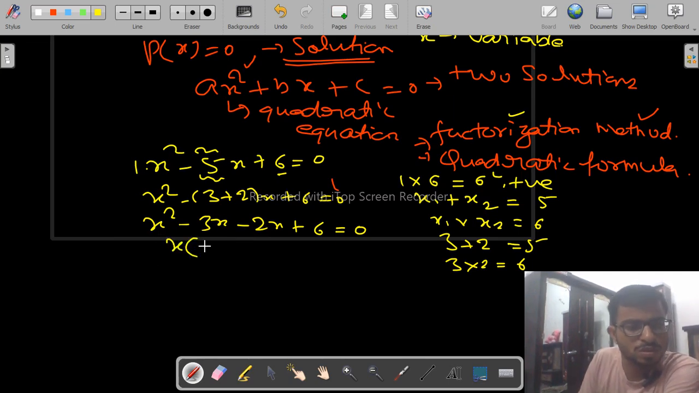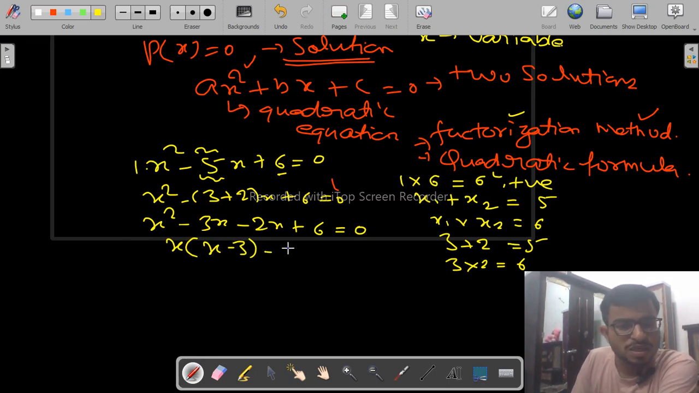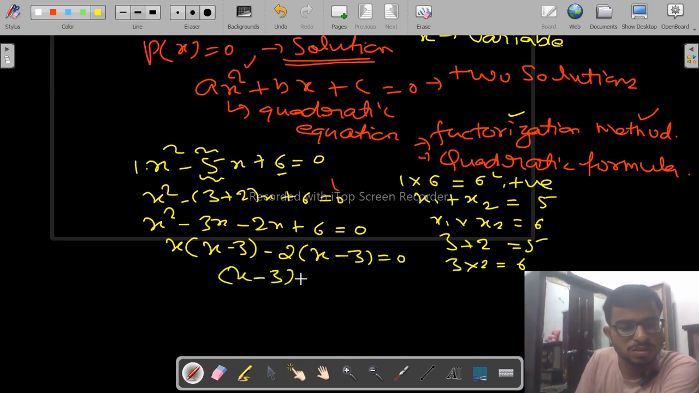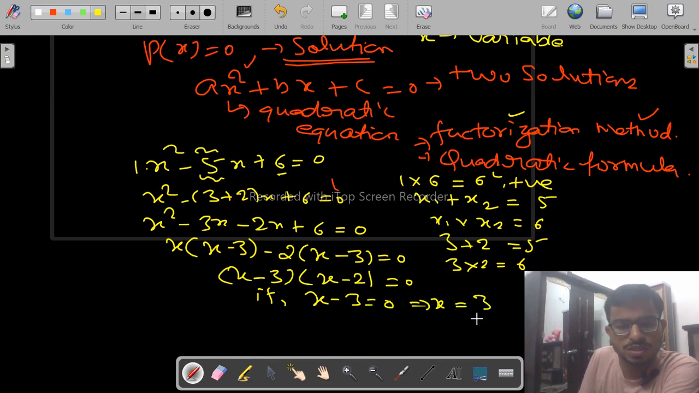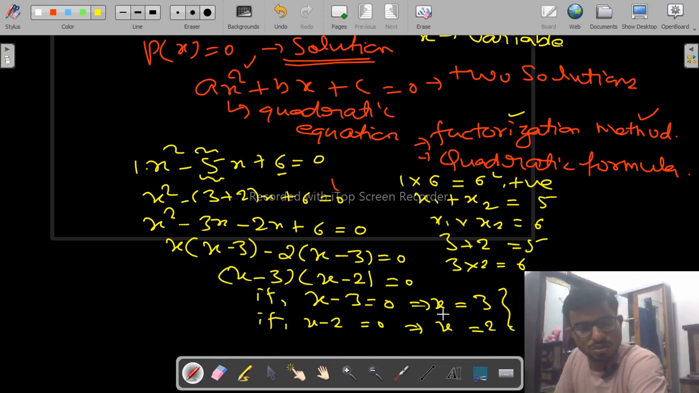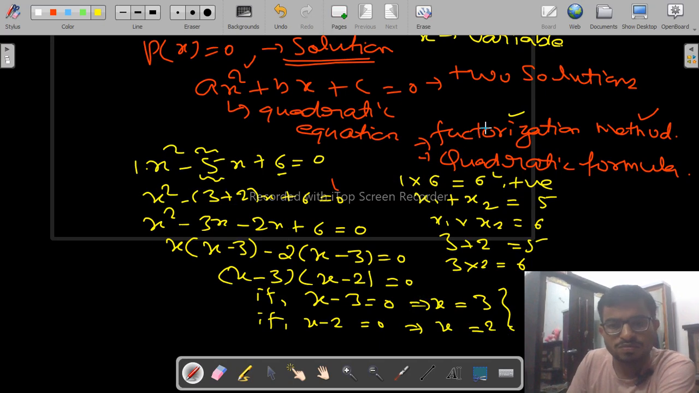Now we can take out the common x from the first two terms, and we are left with x minus 3. From the other two terms we can take out a common 2, so this also becomes x minus 3. Again we take out x minus 3 as a common factor, and the other factor is x minus 2. Now one by one we equate these: if x minus 3 equals 0, this gives the solution x equal to 3, and if x minus 2 is equal to 0, this gives the solution x equal to 2. So these two are the solutions, found by the factorization method.